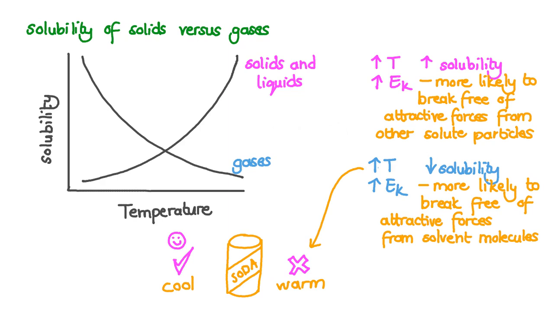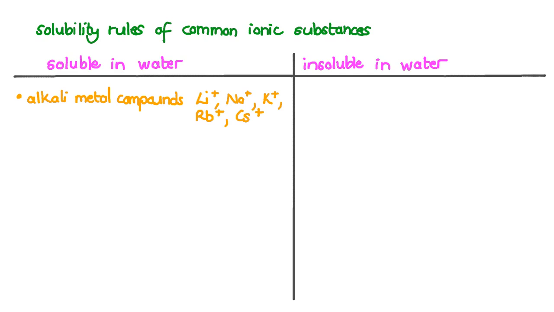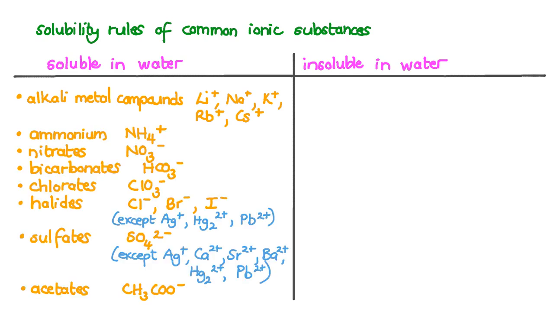Now, not all substances are soluble in water. Let's have a look at the common ionic substances which do and don't dissolve in water. Compounds of alkali metals are all soluble in water. These are those which contain lithium, sodium, potassium, rubidium, or cesium ions. Compounds which contain ammonium, nitrate, bicarbonate, chlorate, a halide, sulfate, or acetate are also soluble in water.